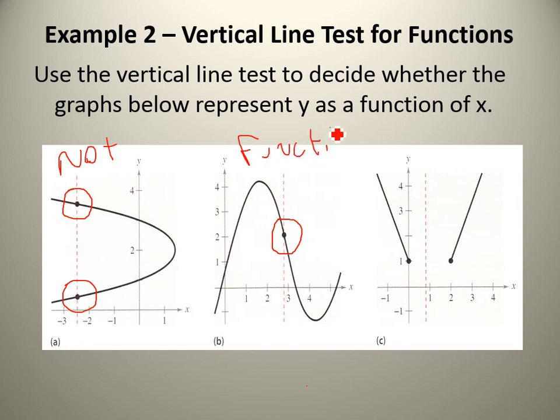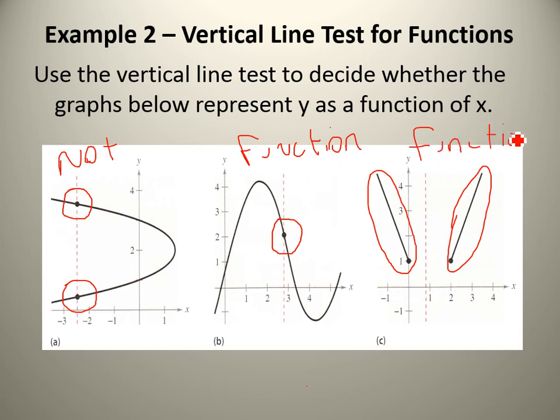And for part C, notice I drew a vertical line. This is what's known as a piecewise graph because you have two different pieces here that are kind of broken up. But once again, no matter where I would draw the vertical line here, that vertical line would only cross the graph in one place. So we would also say that this is a function. It's a piecewise function, but still a function nonetheless. So that's just a real quick and easy way when you have a graph, if you can determine if the graph is a function or not.